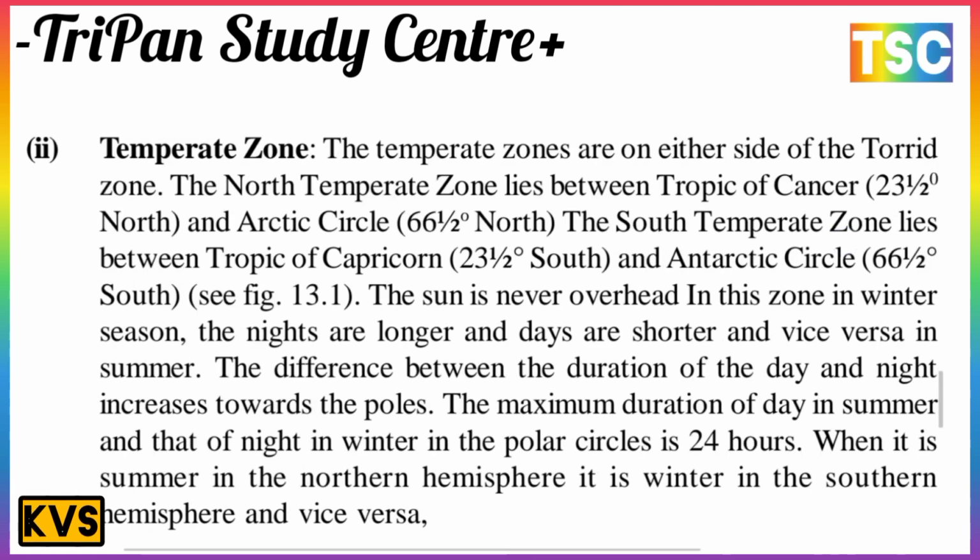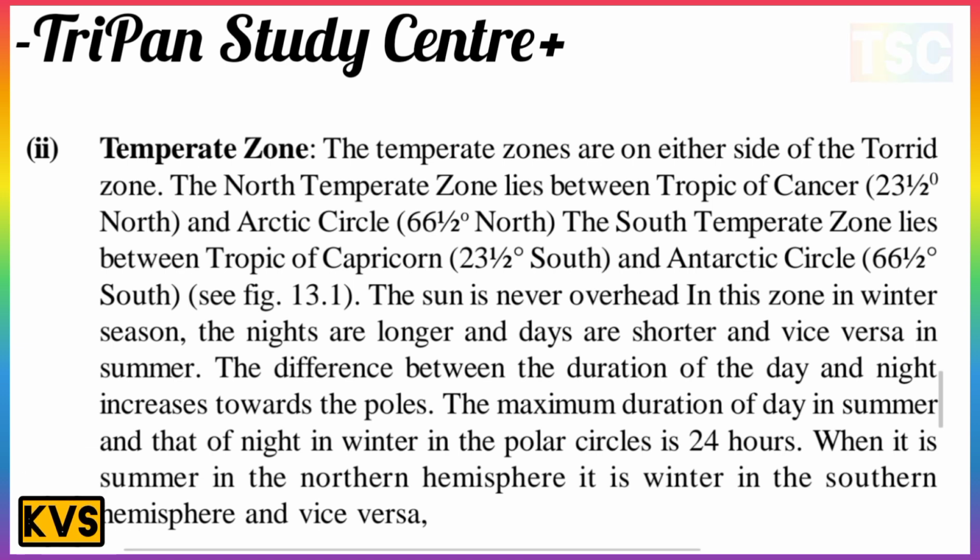The next one is the temperate zone. The temperate zones lie on either side of the torrid zone. The north temperate zone lies between the Tropic of Cancer, 23½ degrees north, and the Arctic Circle, 66½ degrees north. The south temperate zone lies between the Tropic of Capricorn, 23½ degrees south, and the Antarctic Circle, 66½ degrees south. The sun is near overhead in summer and away in the winter season. The nights are longer and the days shorter in winter, and vice versa in summer.